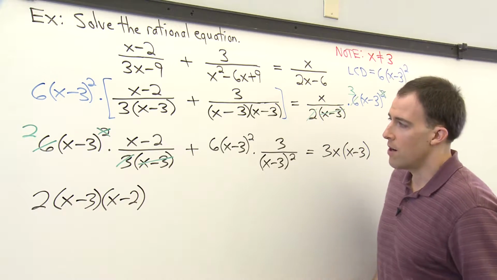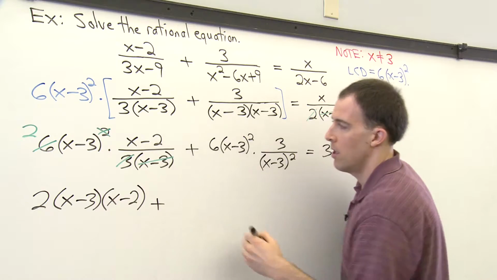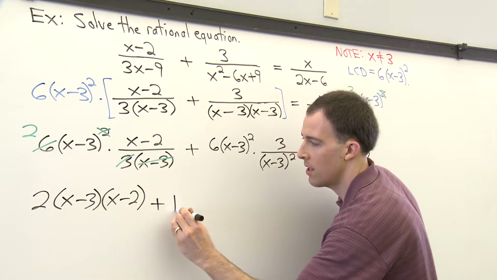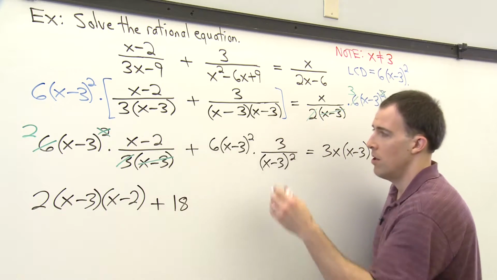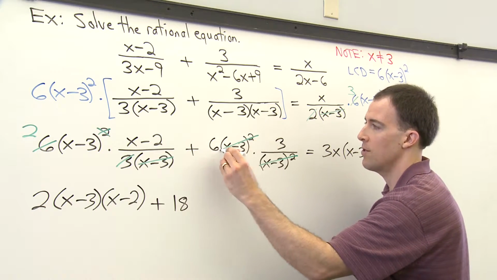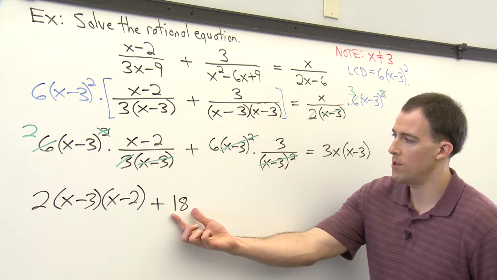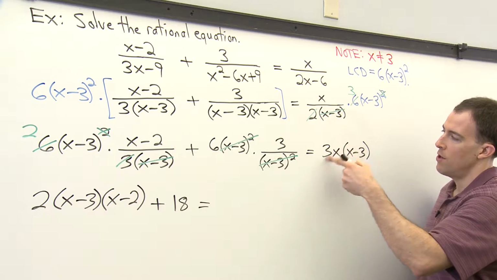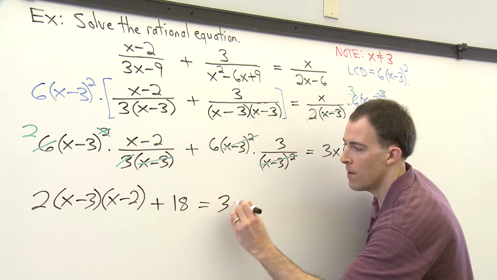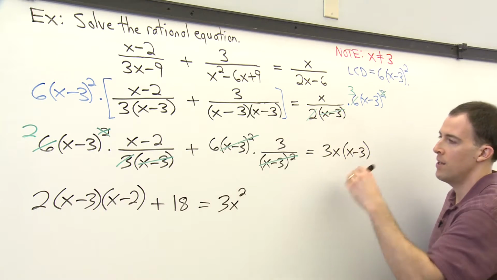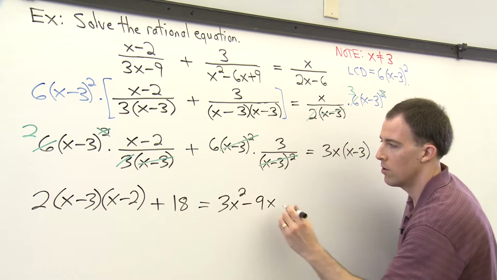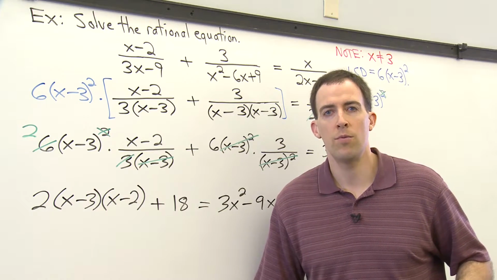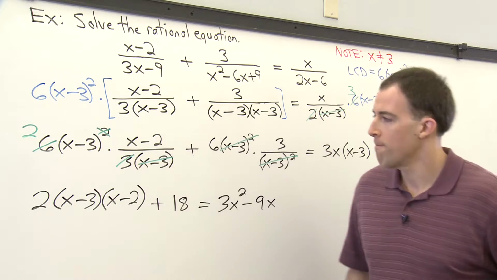The fraction's been cleared. And then plus, for the second term now, we've got a 6 times 3, which is 18. And then the (x − 3) squared completely cancels itself out there, and the second term just simplifies to the whole number 18. On the right side, then, we've got to distribute the 3x through the parentheses. That makes 3x² − 9x. Okay, so notice at this stage, we've completely cleared all of the fractions from the equation, which is great. That means we're on the right track.